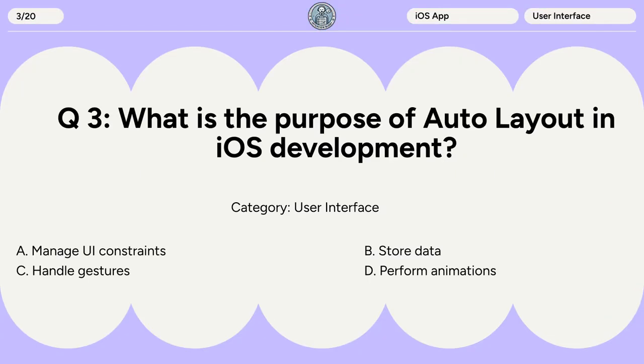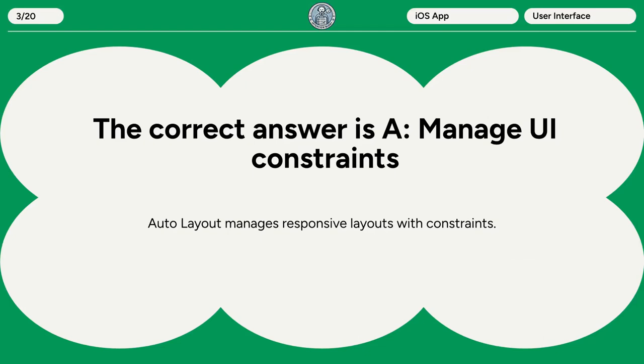Question 3. What is the purpose of auto layout in iOS development? A. Manage UI constraints. B. Store data. C. Handle gestures. D. Perform animations. The correct answer is A. Manage UI constraints. Auto layout manages responsive layouts with constraints.